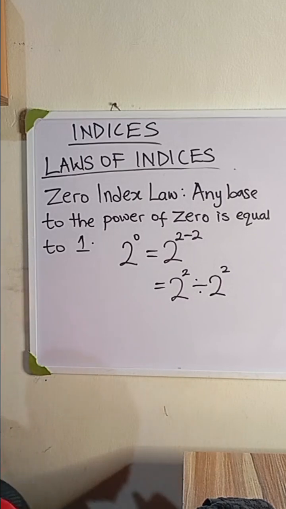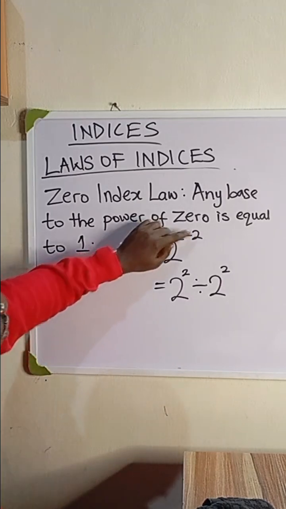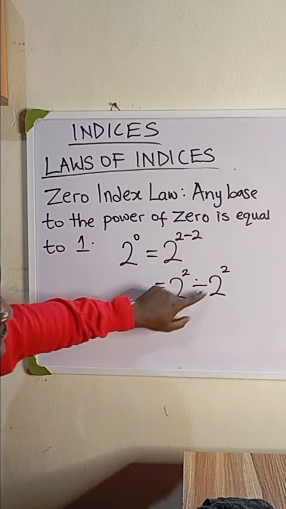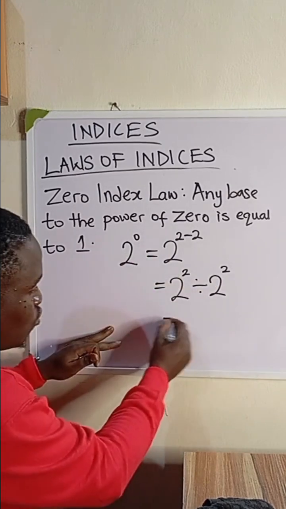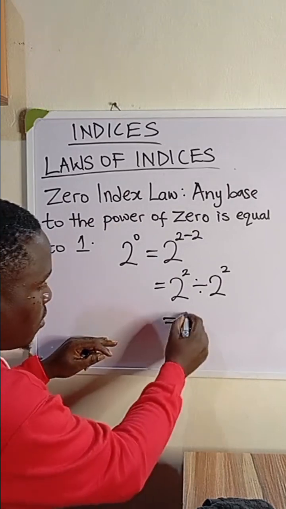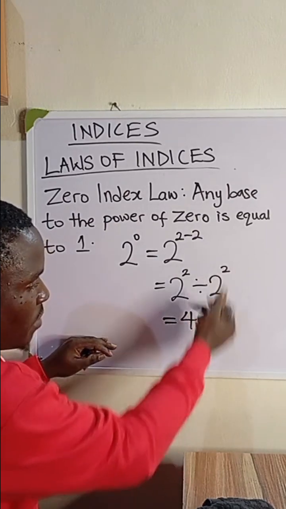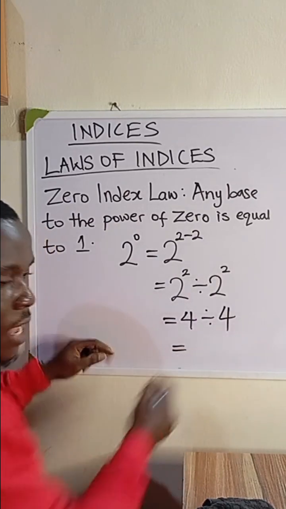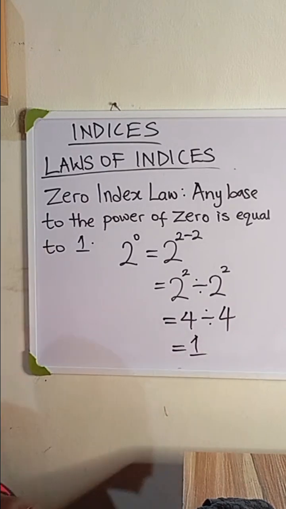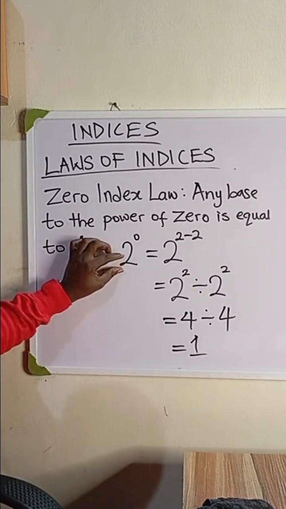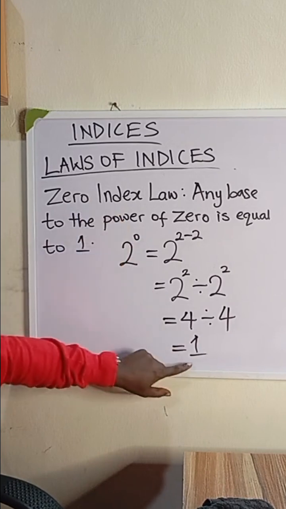Okay, good. So 2 to the power of 2 minus 2 is the same thing as 2 to the power of 2 divided by 2 to the power of 2. Now let's go further. 2 to the power of 2 is equal to 4, divided by 2 to the power of 2, which is equal to 4. And we know that 4 divided by 4 is equal to 1. So this proves that any number to the power of 0 is equal to 1.